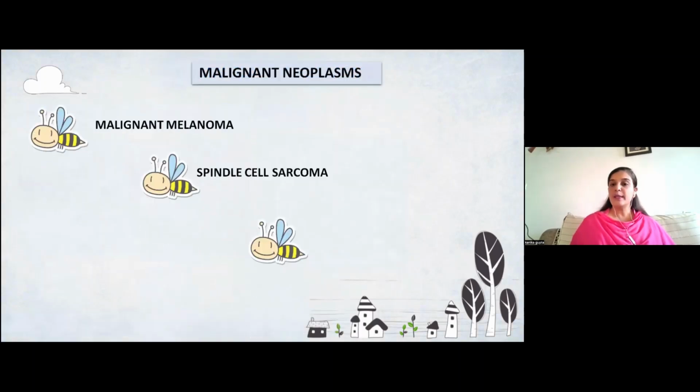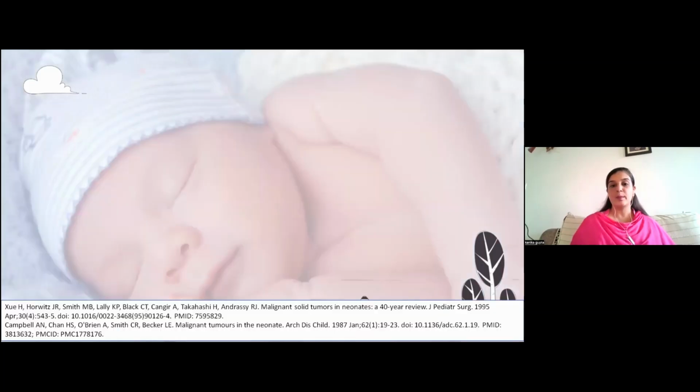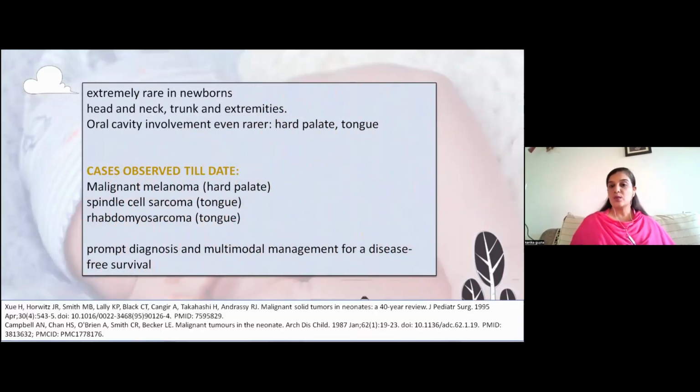Now coming on to a few malignant neoplasms that have been reported in neonates till date. These are malignant melanoma, spindle cell sarcoma, and rhabdomyosarcoma. Although they are quite rare, they are reported in head and neck areas. The oral cavity involvement is still rarer, but malignant melanoma has been reported on the hard palate. Spindle cell sarcoma and rhabdomyosarcomas are reported on the tongue. Because they are malignant in origin, it is highly important to have prompt diagnosis and multimodal management for disease-free survival.